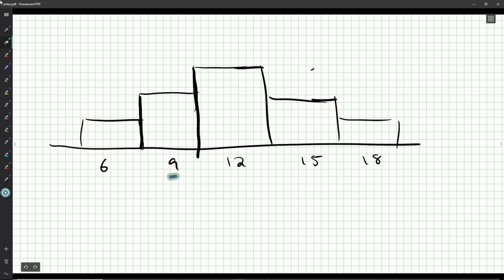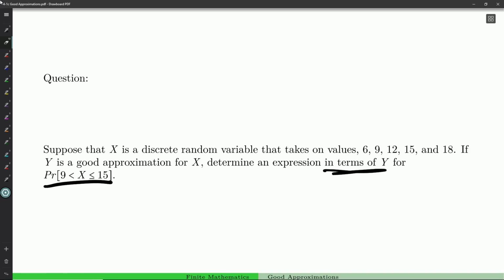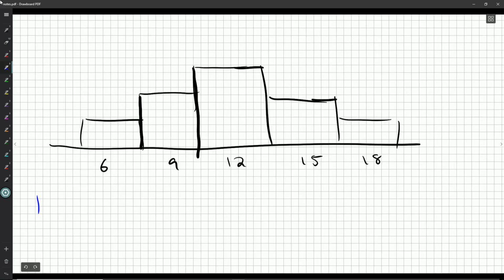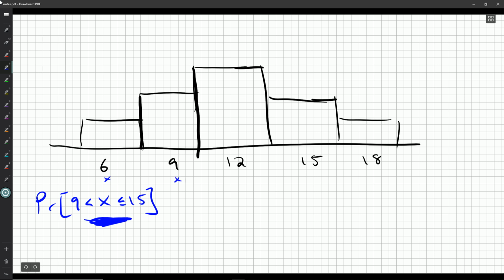All right, so now what have we got? Well, we want to talk about the probability that x takes a value greater than 9, less than or equal to 15. And the signs here matter because it's a discrete random variable. So would 6 count? Well, no, 6 is less than or equal to 9. 9? Nope, that doesn't satisfy this either. 12? Yeah. 15? Yeah. 18? 18's a little too big.